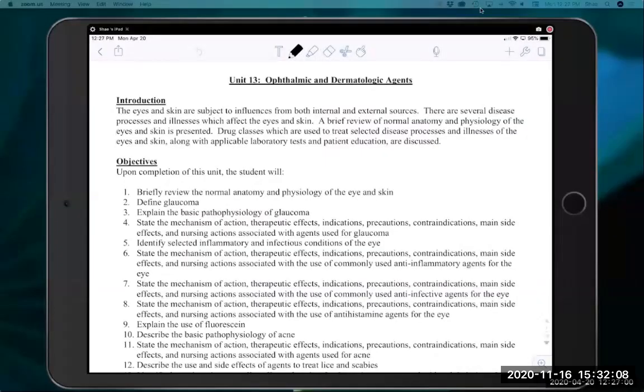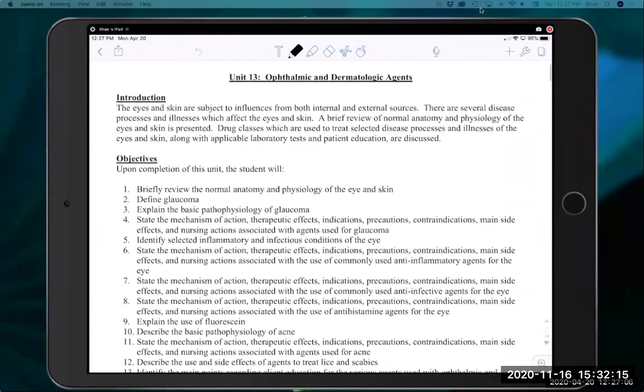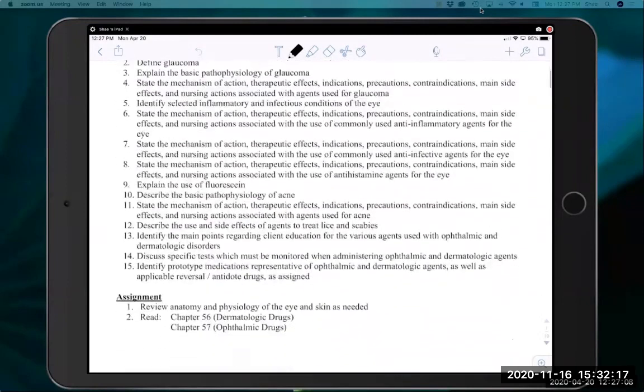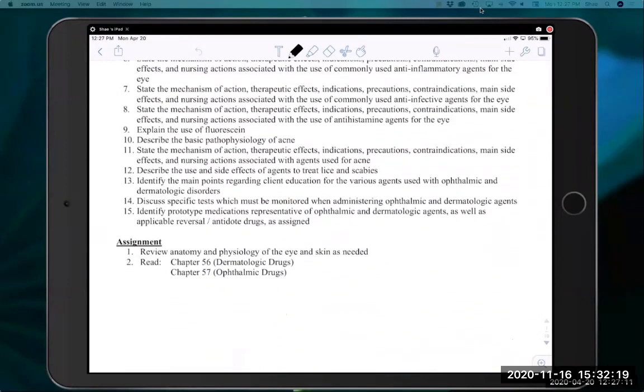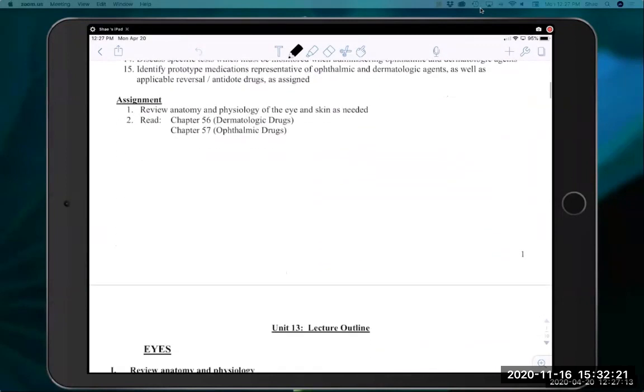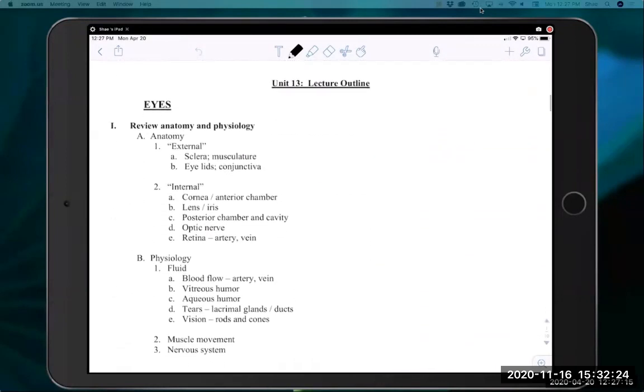This is Unit 13, Ophthalmic and Dermatologic Agents. Your unit objectives are listed here as usual, along with the associated chapter readings to associate this information to. And then also know that there is a PowerPoint lecture associated with this.